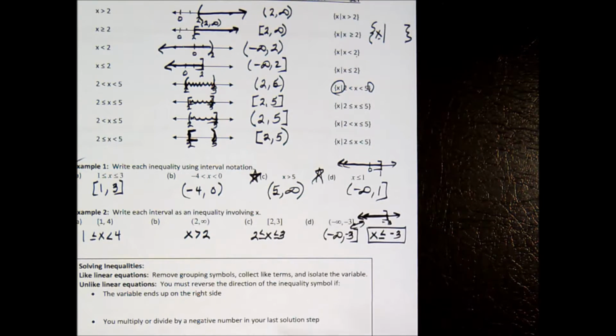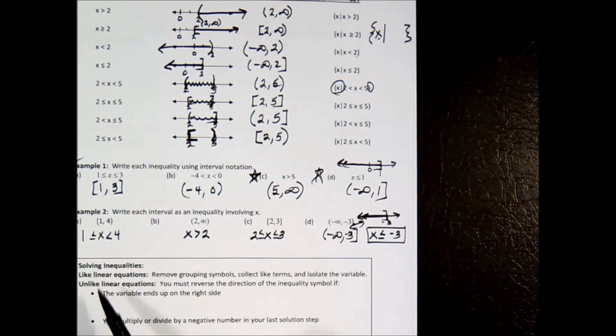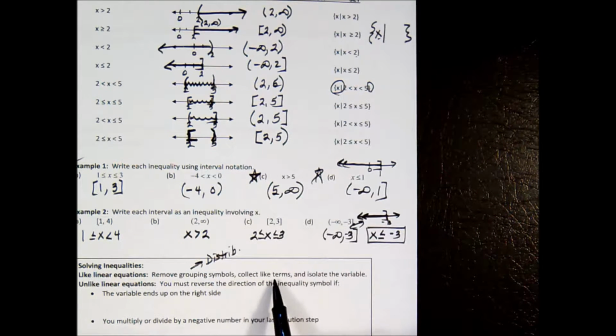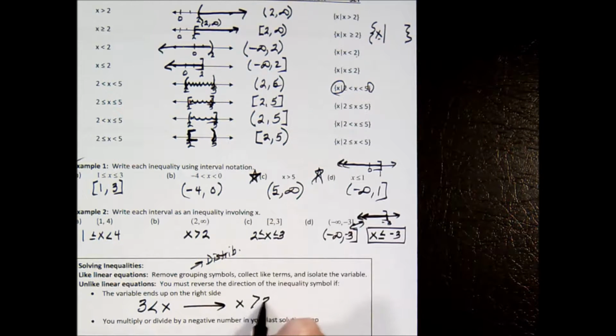All right, so let's look at solving inequalities. Just like linear equations, you want to remove the grouping symbols by distributing. That's the distributive property. You want to collect like terms, isolate the variable, and divide as your last step. But unlike linear equations, you must reverse the direction of the inequality symbol under two circumstances. One, if the variable ends up on the right, you have to turn the whole thing around because it means x is greater than 3. So in this case, if the variable's on the right, you flip the whole thing.